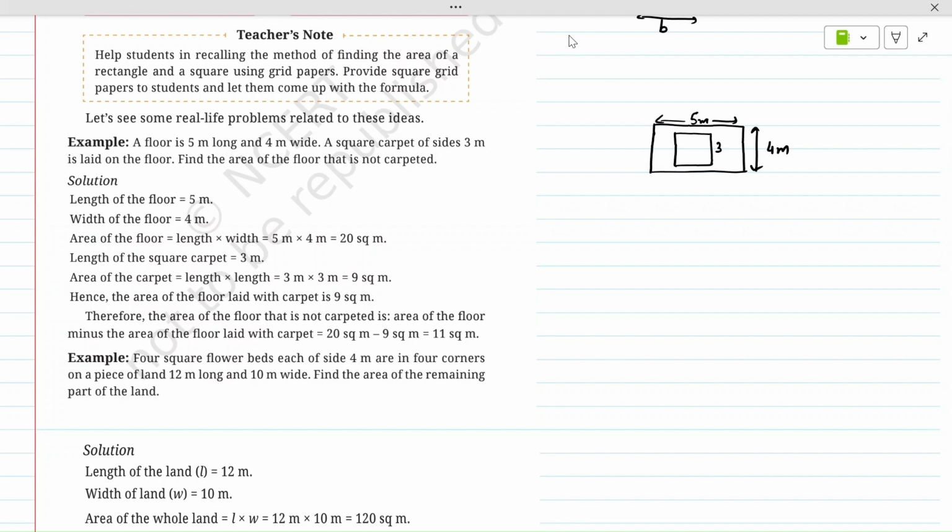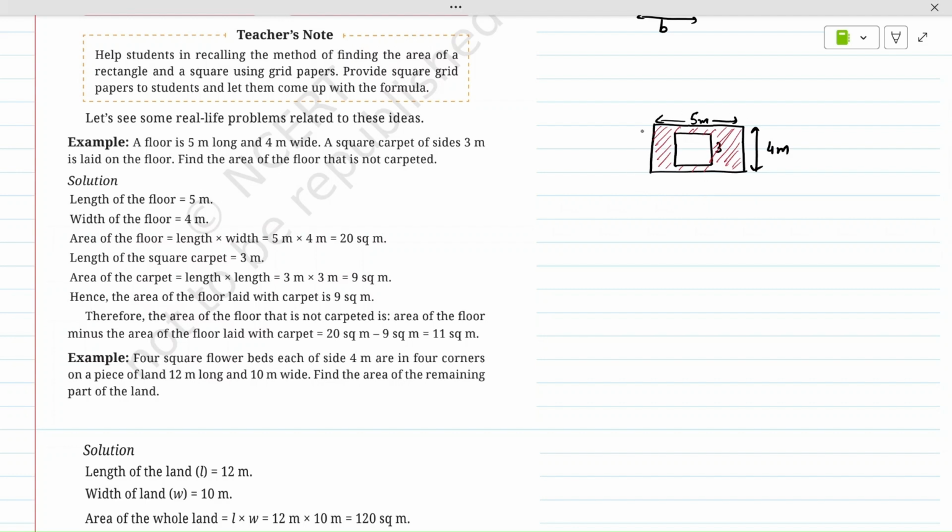So that means the area which is not carpeted, which remained as is, which I am highlighting in red here. We have to find this area. So kids, how can we find this? This is very easy. We have this as the outer rectangle. If we subtract the area of this square from the rectangle, we will get the area which is not carpeted, right?